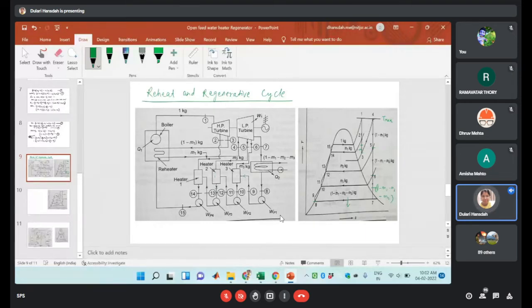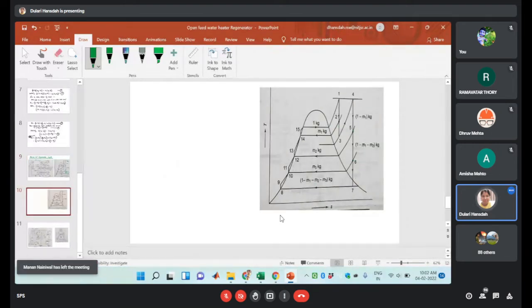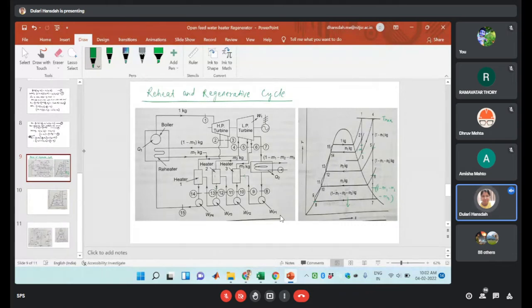Okay, so now we will write the turbine work output for this one, and then we have to write what is the pump work input. Then we have to find out what is the Q1 and Q2. Q1 means heat addition and Q2 heat rejection. So let me first write down the energy balance equation for heater 1, heater 2, heater 3, so that we can get the amount of m1 kg and m2 kg and m3 kg. So how much amount of m1 is drawn, m2 is drawn, and m3 is drawn, that we can get.